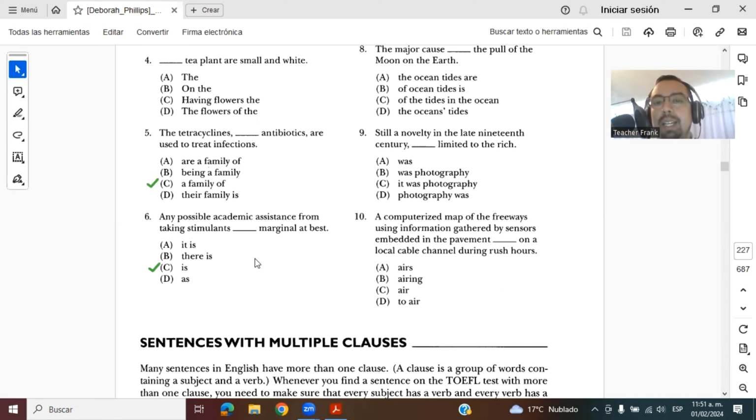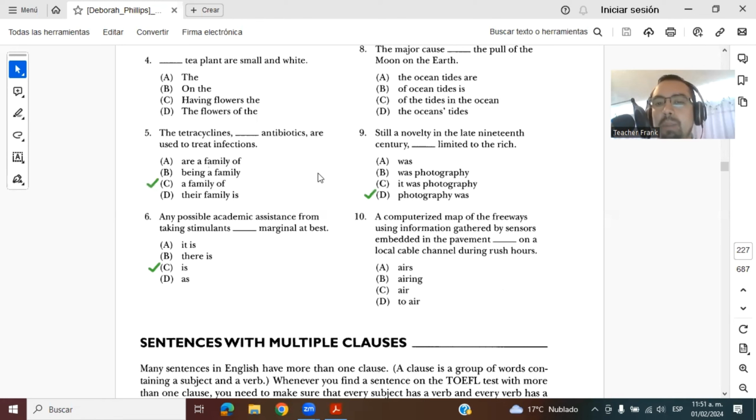At best. Number 9, still a novelty in the late 19th century, limited to the rich, was photography. It was photography, or photography was. Number 9 is D. Photography was limited to the rich, right? Still a novelty is all just extra information, but photography was limited to the rich is the real sentence, right?